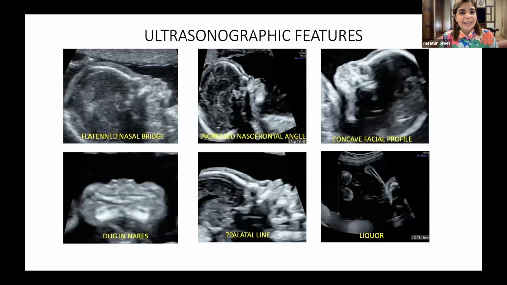What do we see on scan? If we focus just on the fetal face, we see a flattened nasal bridge, an increased frontonasal angle, which gives a concave facial profile. We see dug-in nares. A palatal line may be lost. We may not be able to see a superimposed line sign as made famous by Lakshmi Ravi and group. And there may be mildly increased liquor, or polyhydramnios, depending upon the severity of the Binder's phenotype in the baby.